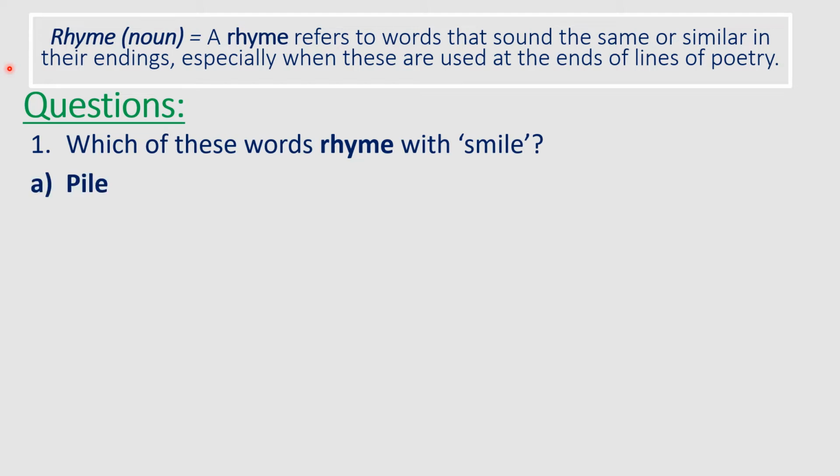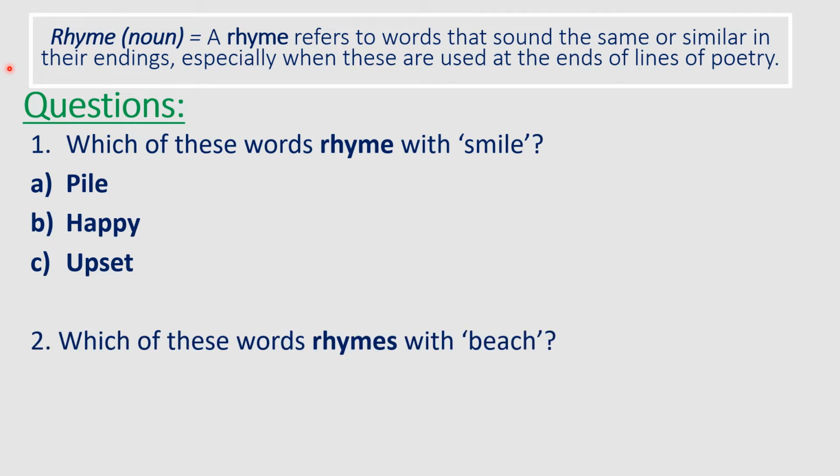Is it A, pile, B, happy, or C, upset? So have a discussion about that with your adult and pick an answer. And then we've got question 2. Which of these words rhymes with beach? Is it A, teach, B, sand, C, water? So pause the video, have a discussion with your adult, and then we'll go through the answers.